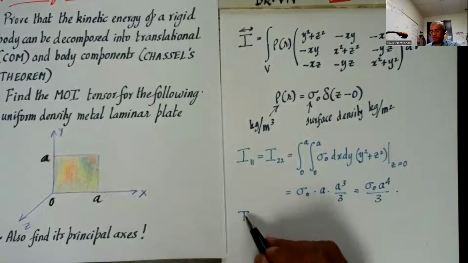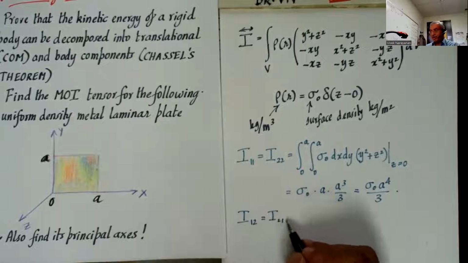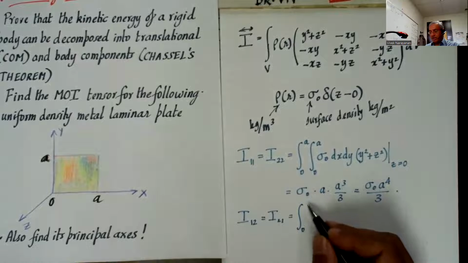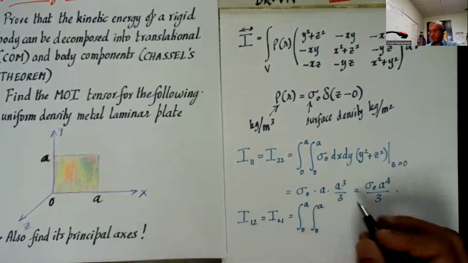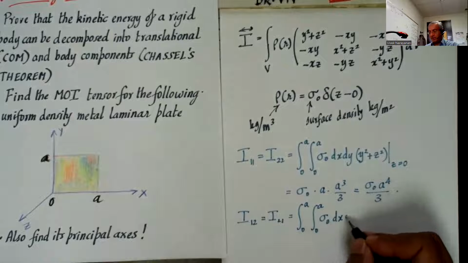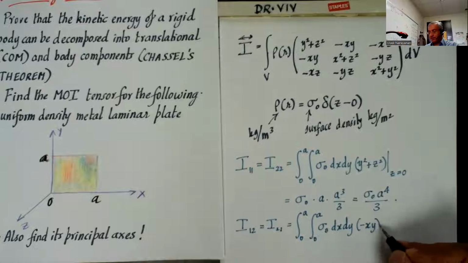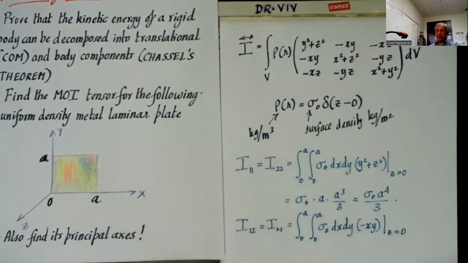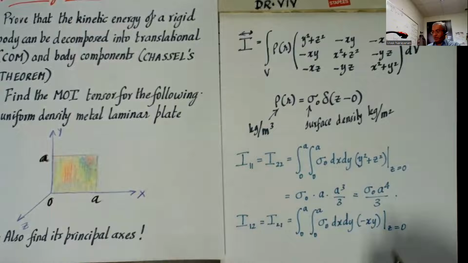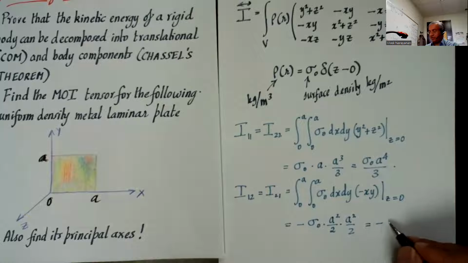Now also, from the symmetry of the problem, it's clear that I12, which is the same as I21, will be the integral from 0 to a, 0 to a, of sigma naught dx dy times that element, negative xy, with the enforcement that z is 0. Well, x and y are independent, so that's going to be negative sigma naught times the integral of x dx, which is x squared over 2. So that gives me a squared over 2. Same for y. So that's my second.